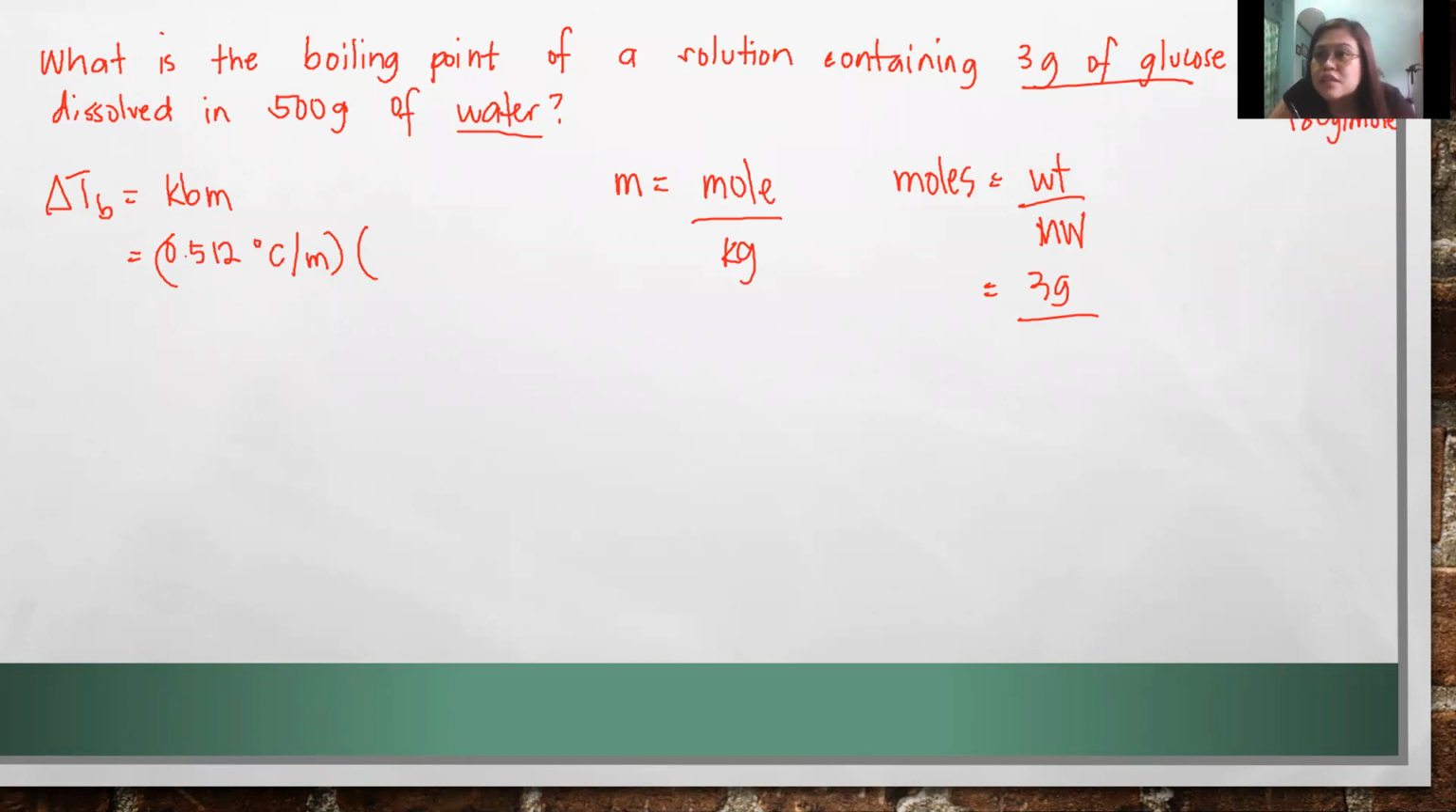So 6 times 12 plus 12 times 1 and 6 times 16. So that's a total of 180 grams per mole. So makancel ang grams, maiwan ka ang moles. So 3 divided by 180 is 0.0166666, moles. So naana tayo moles again.